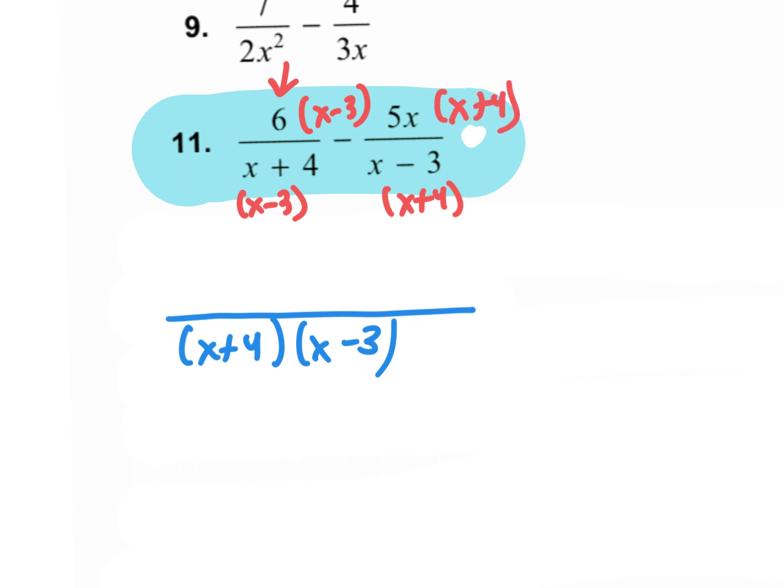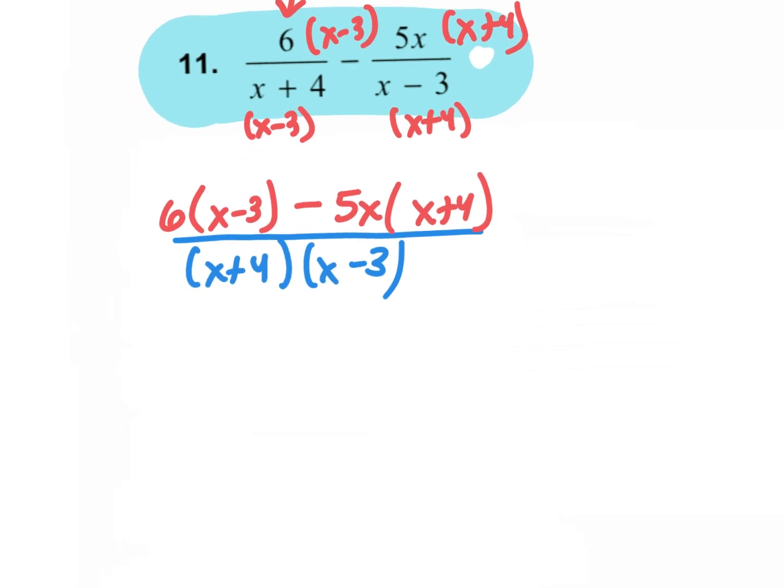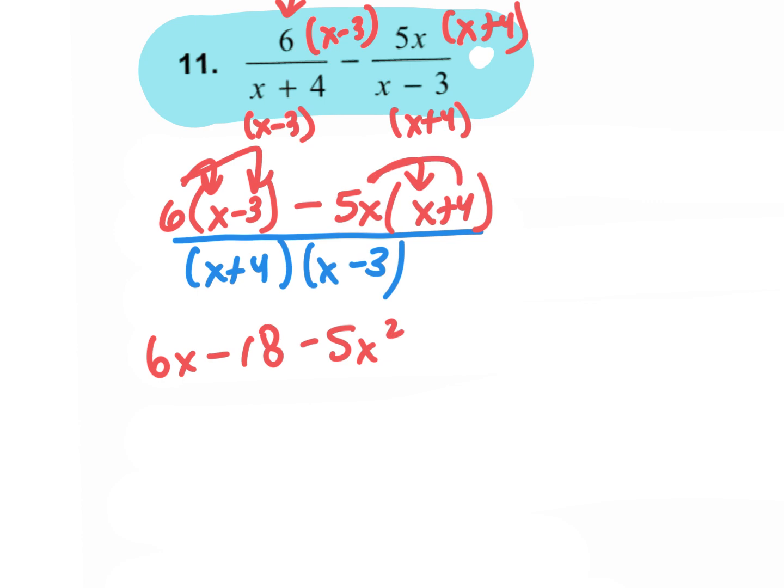I think this is a really good idea to write it out just like I am. I'm going to rewrite this whole numerator as 6 times x minus 3 minus 5x times x plus 4. We're not getting rid of denominators, guys. There's no equal sign, so we're not solving this. We're just simplifying. So now I'm going to distribute. I have 6x minus 18. When I distribute, guys, this becomes minus 5x squared. And then negative 5 and 4 is negative 20x, right?